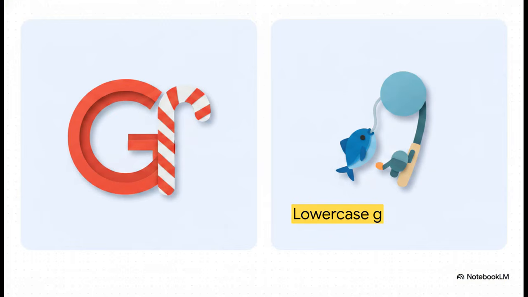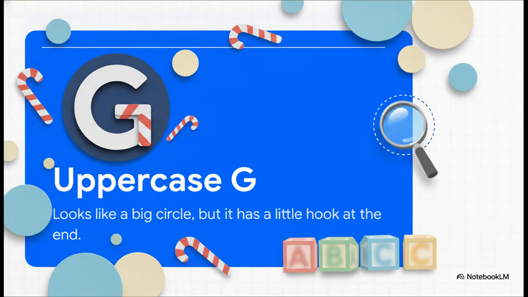Now that the students have felt the sound and heard the sound, here's where we finally map that auditory g, g, g to a physical shape. And instead of just pointing and saying, this is big G and this is little g, which is honestly pretty dry, the curriculum gives each shape a distinct, totally memorable personality. For the uppercase G, the teacher tells the students, it looks like a big circle, but it has a little hook at the end, like a candy cane hiding inside a circle.